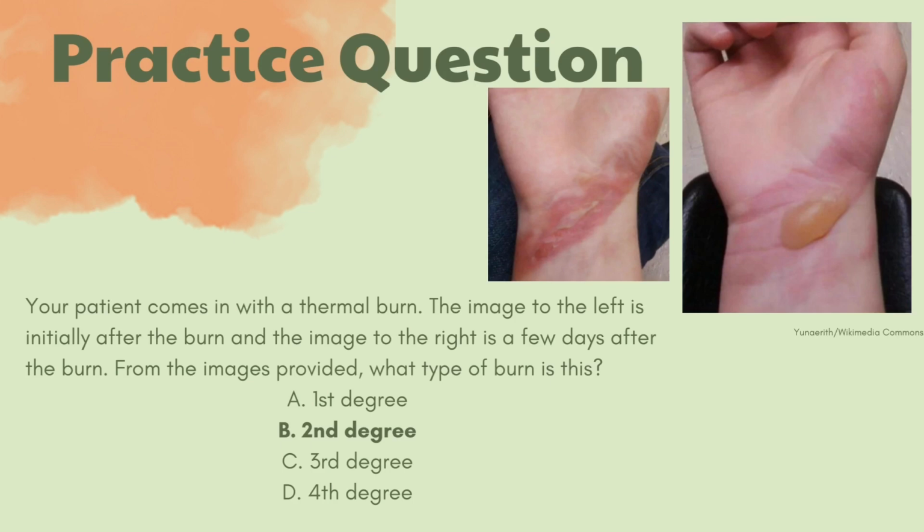A, first degree. Well, what we know about first degree is that it is red, yes, and dry, but no blistering will occur. So we know it's not A. B, it is red with blistering, which has occurred. C is third degree burns, which what we know about third degree burns is it will either be white, blackened, or charred, which are none of those things. So we know it's not C. D is fourth degree, which is when you'll be able to see muscle and or bone, which we see neither. So we know D is not a correct answer.